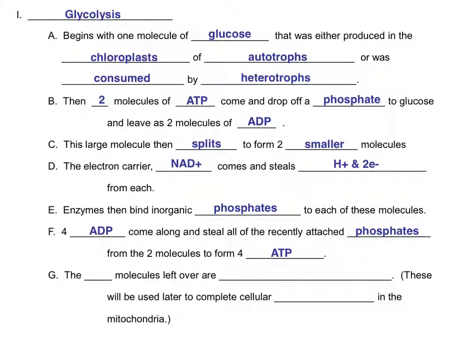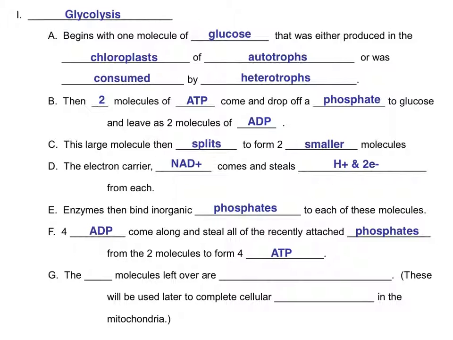So in step E, enzymes then bind inorganic phosphates to each of the molecules. At this point, 4 ADPs come along and steal all of the recently attached phosphates from the two molecules and leave as 4 ATPs. So at this point, we have had to use 2 ATP molecules in the very beginning, but at this point, we're going to produce 4.